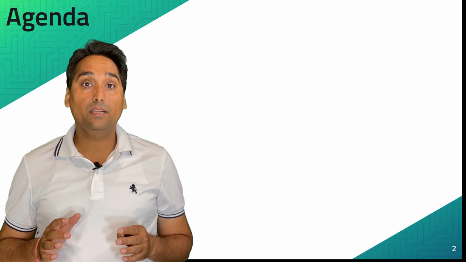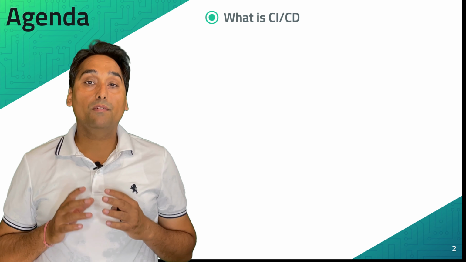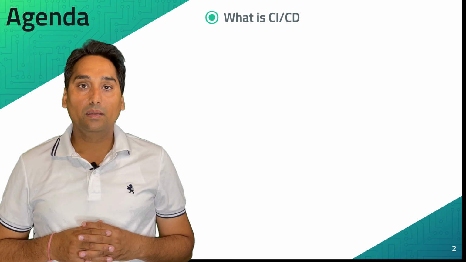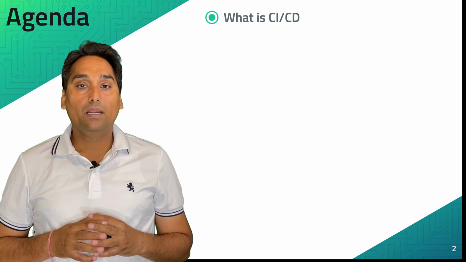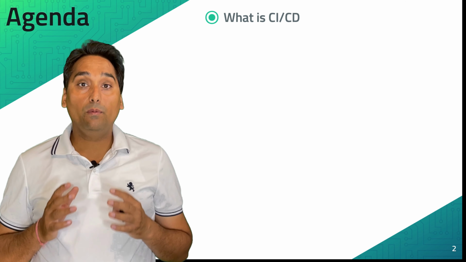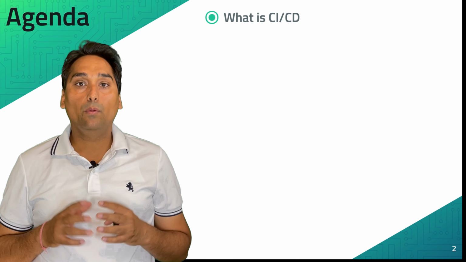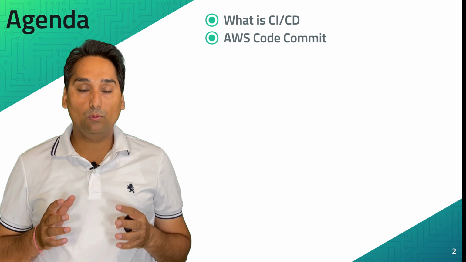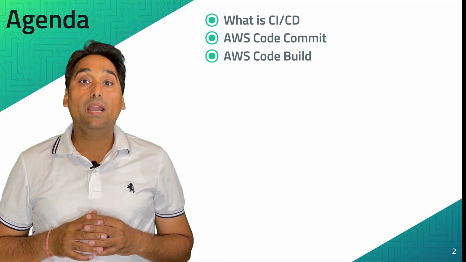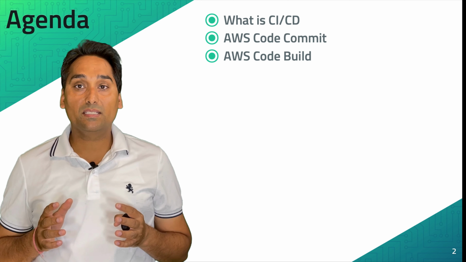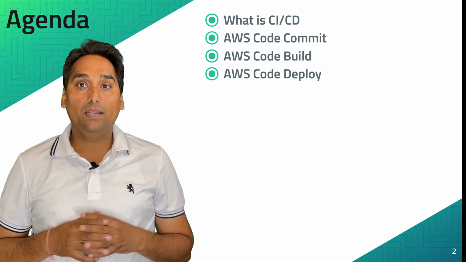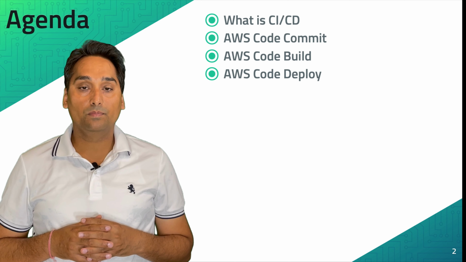Let's look at the full agenda before we get started. First of all, I will describe what is CI/CD and why do we need it. Next, we will start looking at different tools provided by AWS for CI/CD. We will talk about AWS Code Commit and what are the advantages of using AWS Code Commit. Next, we will look at AWS Code Build service and features it provides. In next section, we will look at AWS Code Deploy service provided by AWS for deployment automation.